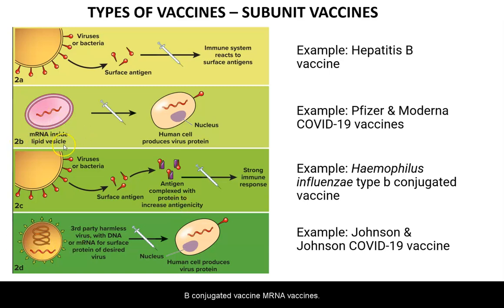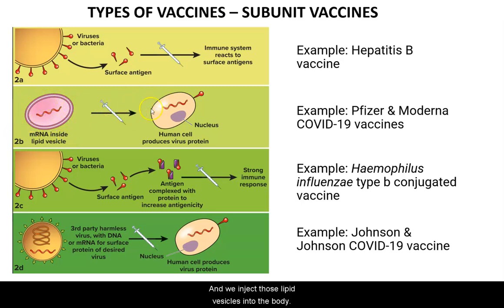mRNA vaccines. So here we have a piece of mRNA that when it gets put into the host cell is going to be translated into the viral protein or the protein of the bacterial antigen, whatever it's encoding. Okay, this is encoding some kind of antigen. And it's bound inside of this lipid vesicle.